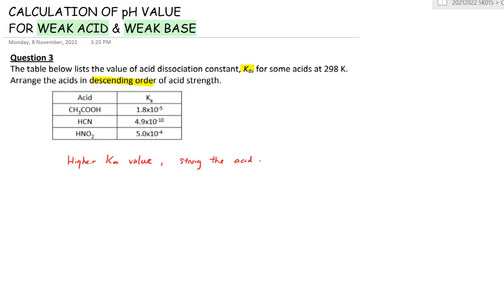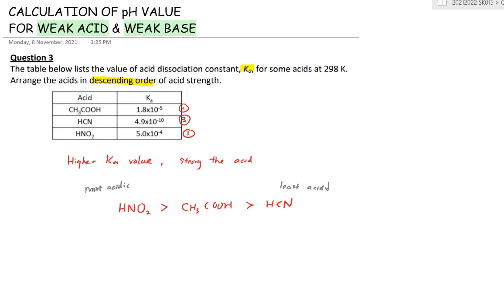You look at the highest value of Ka, which is this one. It refers to HNO2. So starting from the highest Ka value, which means the most acidic, you may also want to jot down over here, we will start with the most acidic acid. It has the highest value of Ka, which refers to HNO2. The second highest goes to CH3COOH. And the third one, or the least acidic, which has the lowest value of Ka, goes to HCN. So HCN in this case is the least acidic.